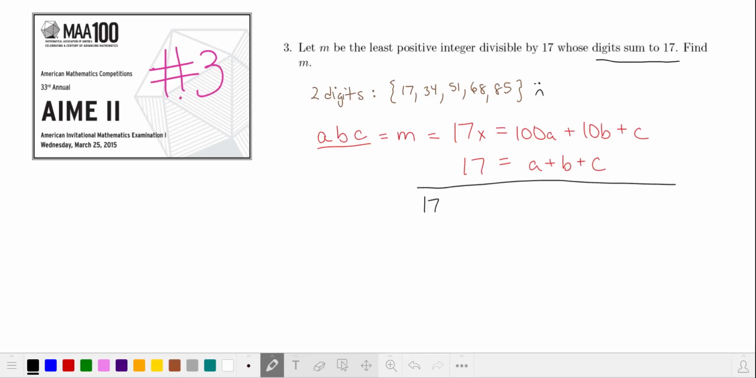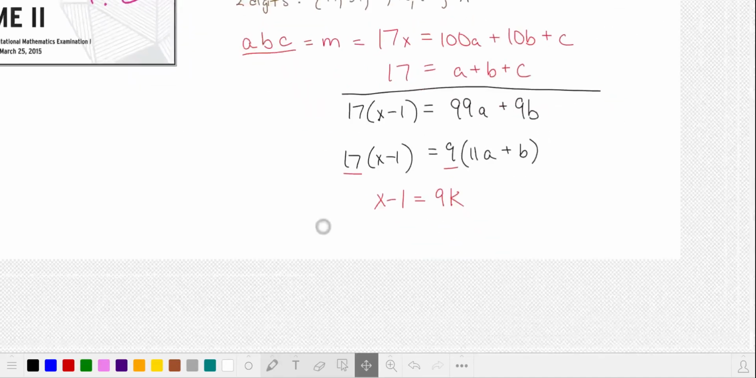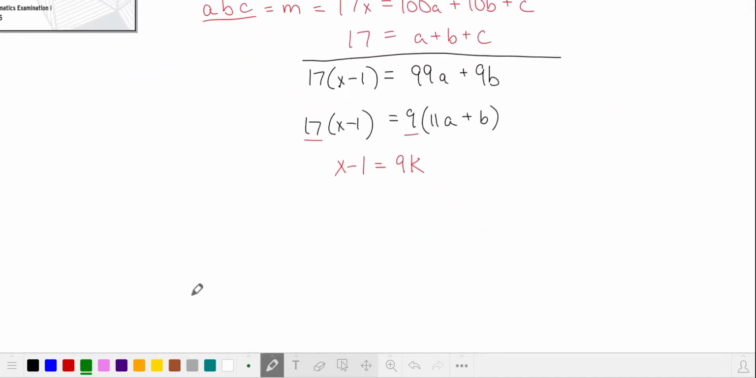We'll subtract these two equations and factor out the 17 on the left-hand side. We have 99a and 9b on the right, and we can factor out 9. All of these variables, a, b, and x, are integers. Since 17 and 9 don't have any primes in common, then we have x minus 1 is a multiple of 9. So let's try various multiples of 9 and see what works.